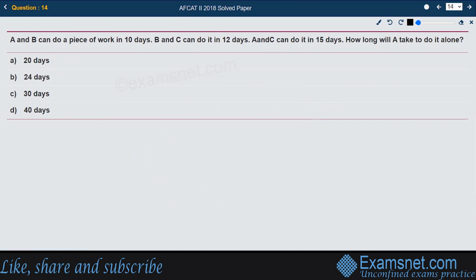Now the next question: A and B can do a piece of work in 10 days, B and C can do it in 12 days, A and C can do it in 15 days. How long will A take to do the piece of work alone? Okay, so how we solve this is using the time and work concept.